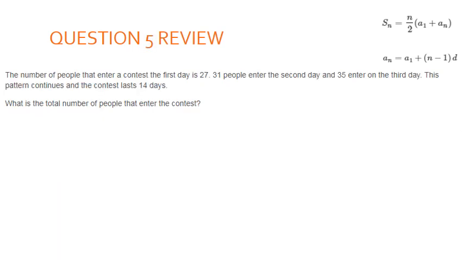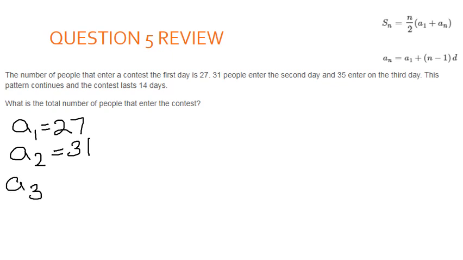Now let's take a look at question 5. The number of people that entered the contest on the first day is 27, so a sub 1 is 27. 31 people on the second day, so a sub 2 is 31. And 35 on the third day, so a sub 3 is 35. This pattern continues for 14 days. What is the total number of people that enter the contest?